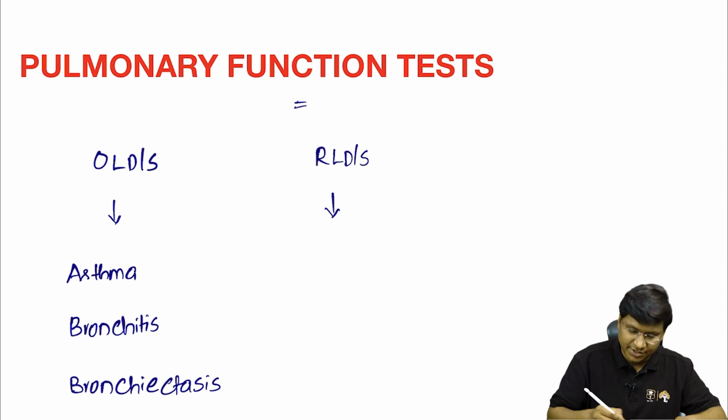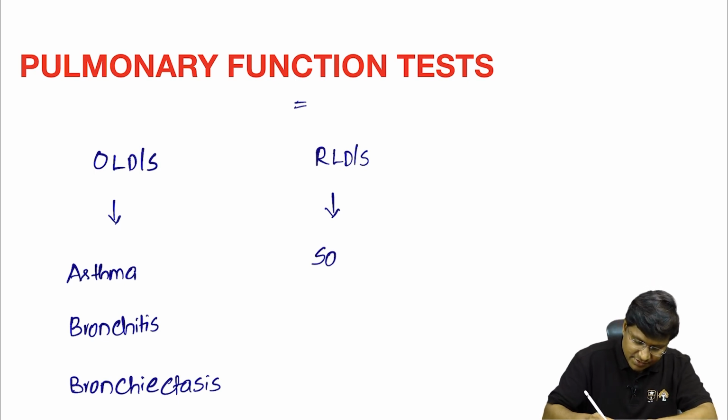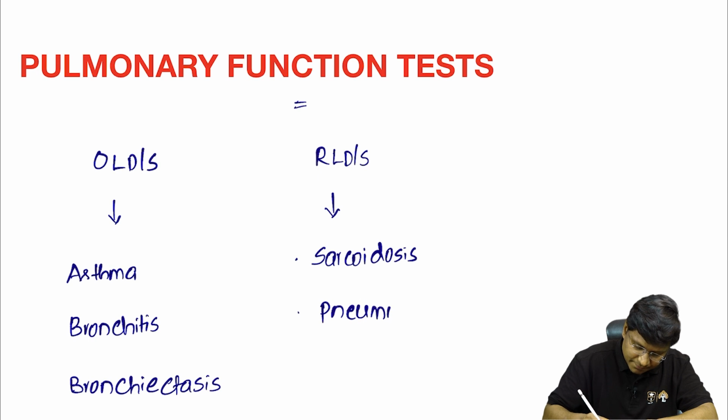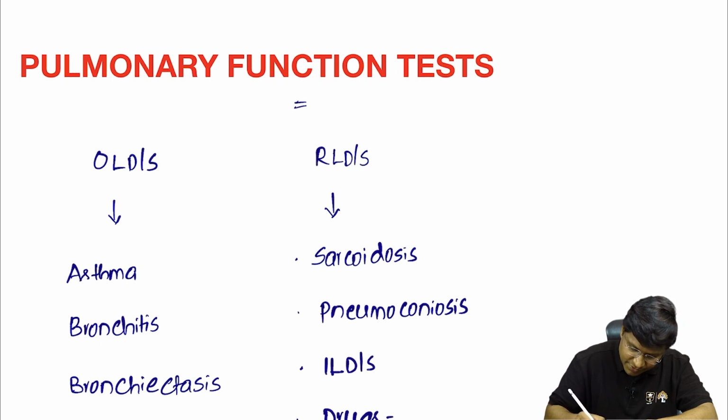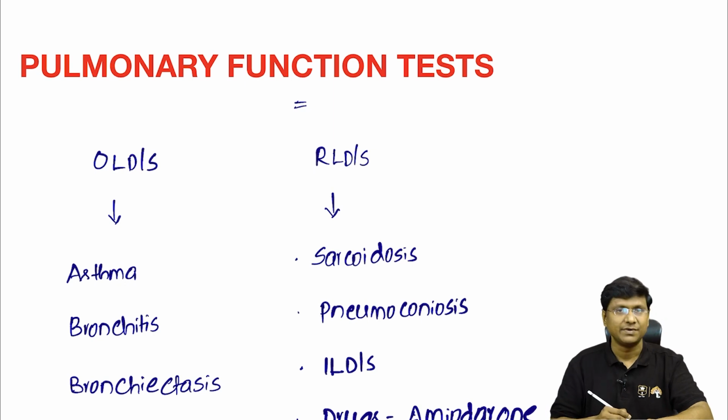Whereas the restrictive lung diseases, the examples include number one, sarcoidosis, right? Then pneumoconiosis. Then we have interstitial lung disease. Then drugs causing pulmonary fibrosis, examples include amiodarone. So these are the examples for the restrictive lung diseases.